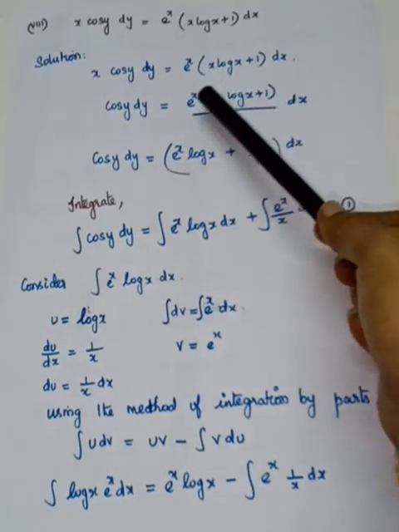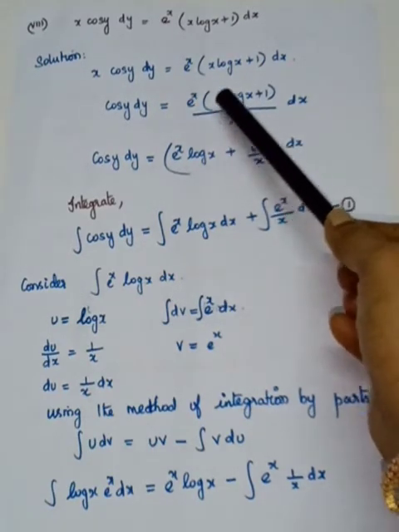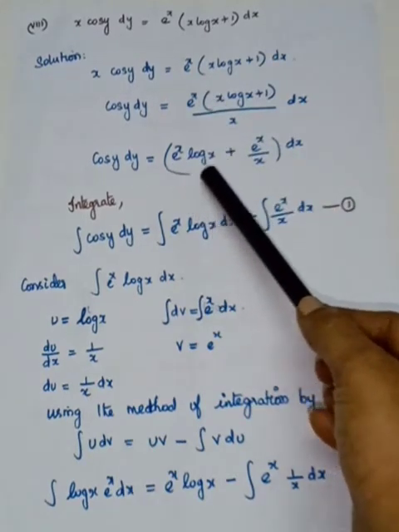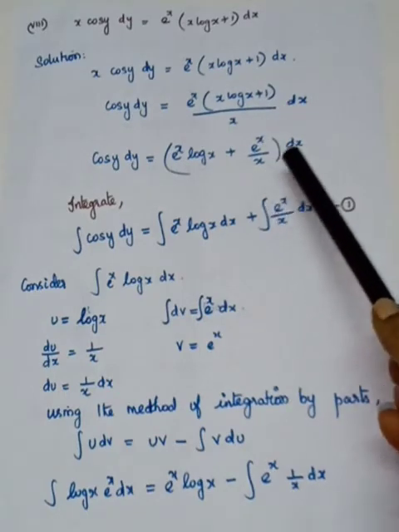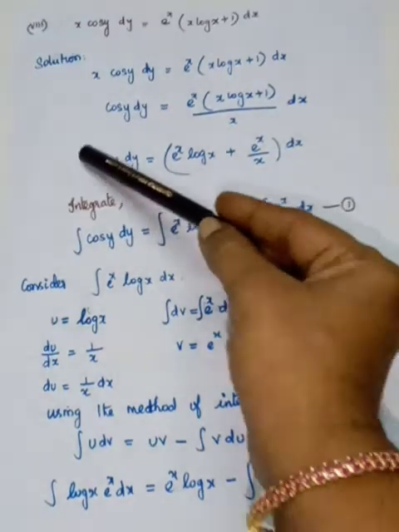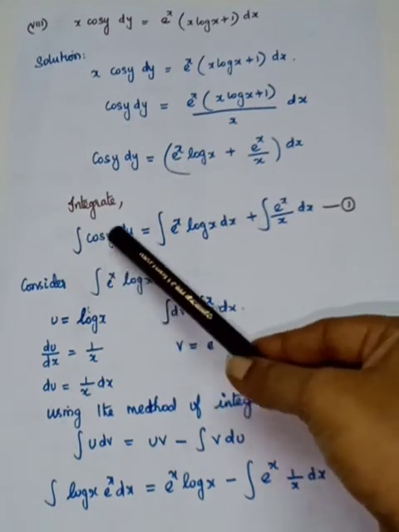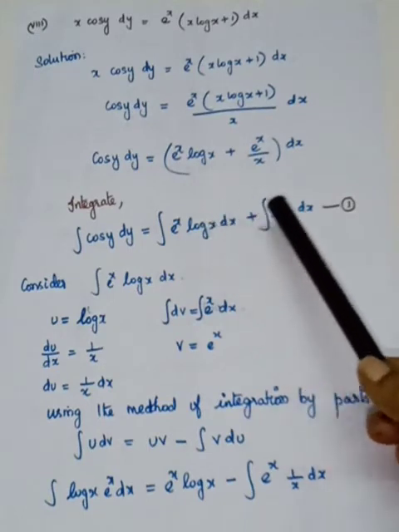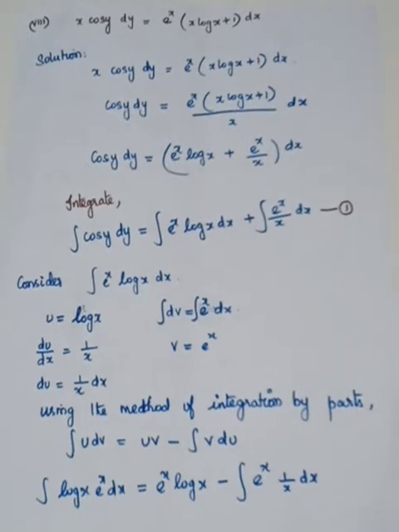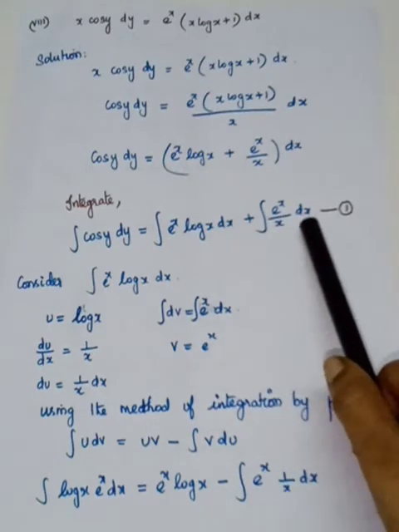You are going to split this as, you see the first term, e power x log x by x, so x getting cancelled. Here you are having e power x log x plus e power x into 1 is e power x by x into dx. So you see that on the left side you are having the y term, on the right side you are having the x term. So you have to integrate on both the sides. So integral cos y dy. Here you are having two terms, addition of two terms, so we can write the integration separately. So integral e power x log x dx plus integral e power x by x into dx.